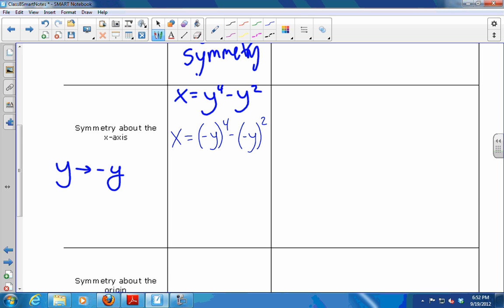Now what is negative y to the 4th? Positive y to the 4th, because it's negative y times negative y times negative y times negative y. 4 negatives make a positive. So I get x equals y to the 4th. And negative y squared is the same as y squared. That is equivalent to my original. So yes, I have x-axis symmetry.